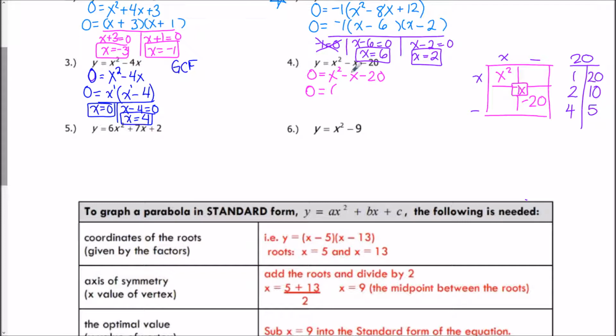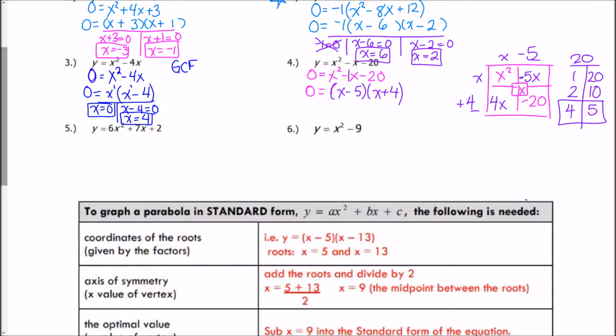And I'm looking for the number that's going to give me a 1 somehow, and the only way I can get that is from a 4 and a 5. So I'll put a 5 here, and I'll put a 4 here. It does not matter where you put them. But I want to get a negative 1, so this has to be a negative 5, which means this is negative 5, and this is positive 4. So that means I end up getting x minus 5 times x plus 4.